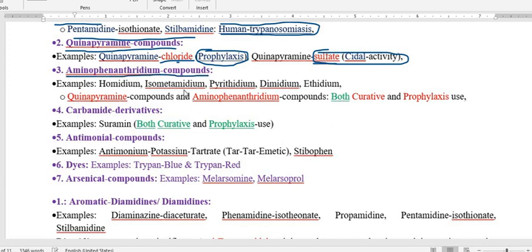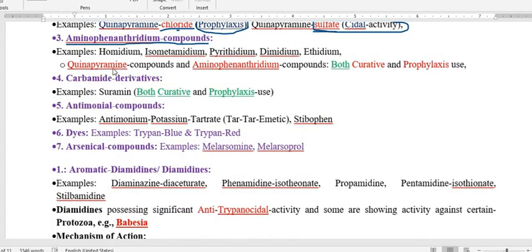Next is the aminophenanthridinium compounds. Under these, the examples are homidium, isometamidium, pyrithidium, dimidium, and ethidium.